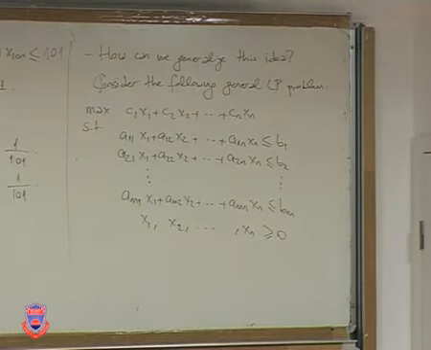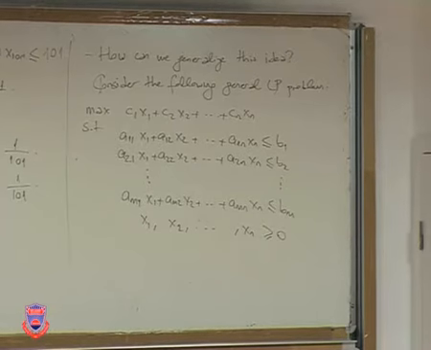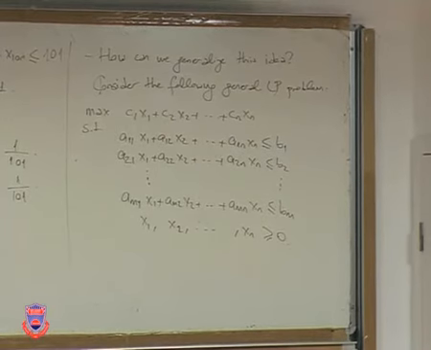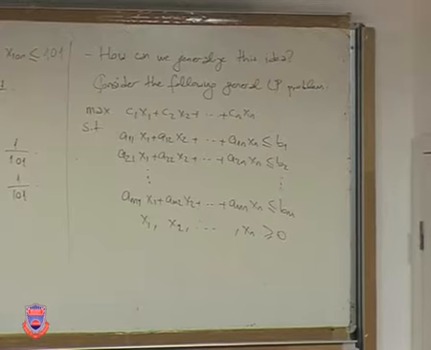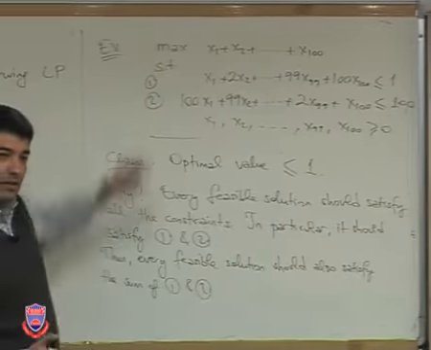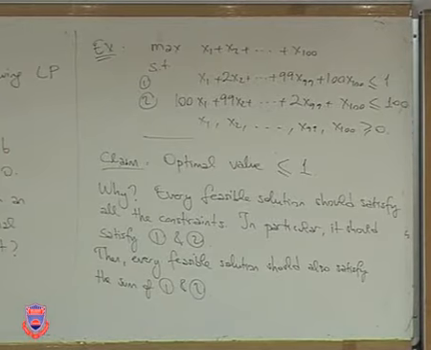So this is a general LP problem, basically. I have m less than or equal to constraints, I have n variables, and I have my objective function. In addition, I have m less than or equal to constraints, and n non-negative variables, right? For example, this problem would be in that form as well, with m equals 2. So we have only 2 constraints for this problem, and n equals 100.